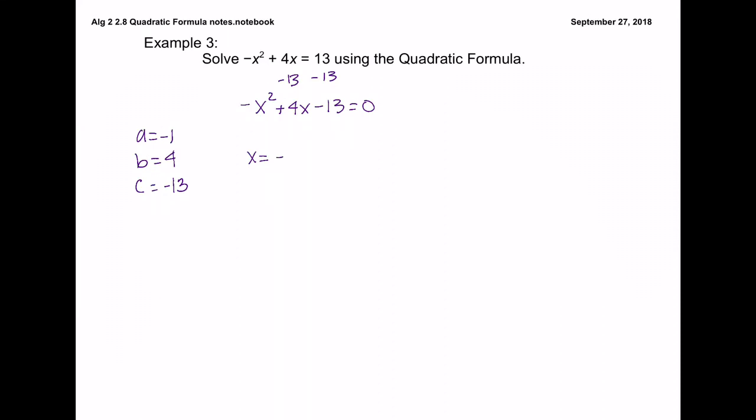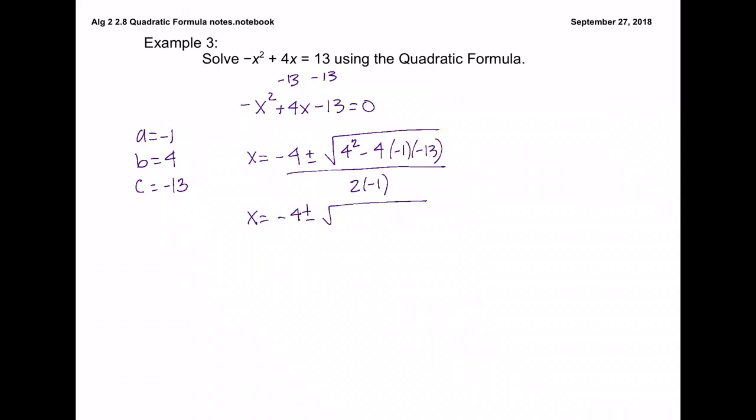x equals negative b plus or minus the square root of b squared minus 4 times a times c, all over 2 times a. We then want to simplify what's underneath our radical. Radical is very similar to parentheses. So 4 squared, I get 16. Negative 4 times negative 1 times negative 13 gives me a negative 52, all over negative 2.